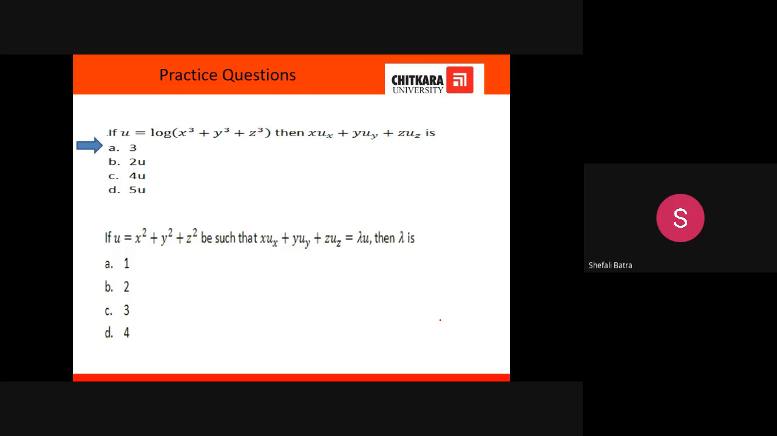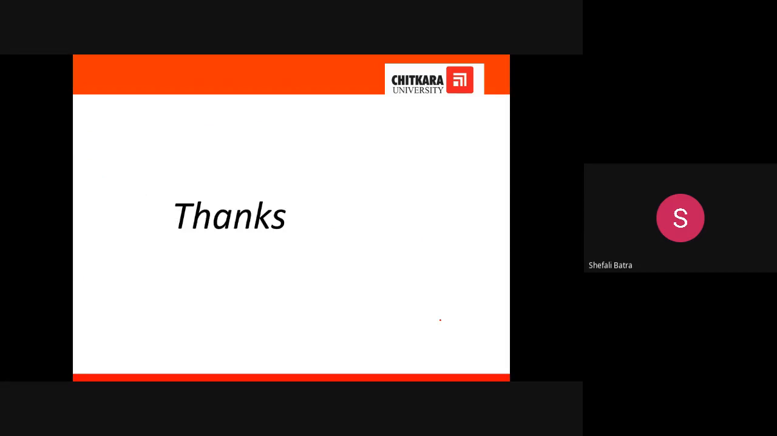If u is equal to x square plus y square plus z square, such that x into ux plus y into uy plus z into uz is equal to lambda u, then lambda is what? Ma'am, two. Option D, two. Yes, answer is 2. Right? So that's all for today.